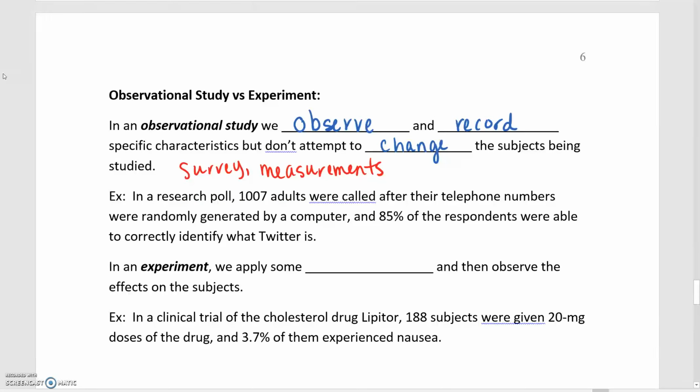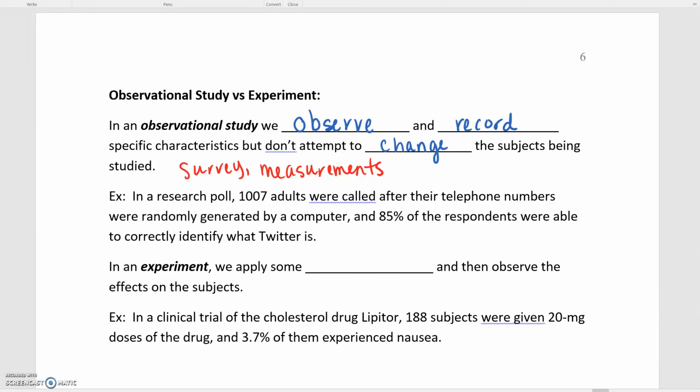So another example, it says, in a research poll, 1,007 adults were called up after their telephone numbers were randomly generated by a computer, and 85% of the respondents were able to correctly identify what Twitter is. Okay, so that's just a survey. You're just asking people something. You're not, I don't know, doing it after they saw a commercial. If you had them watch a commercial and then say what Twitter was, that would no longer be observational because you had done something before you asked them the question.